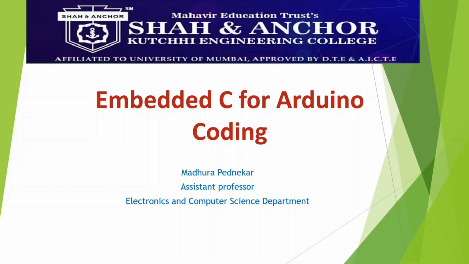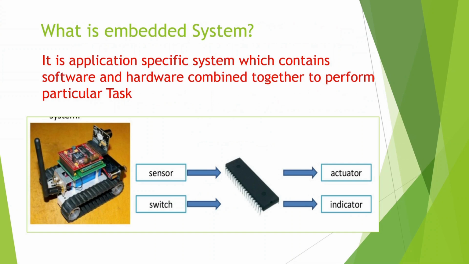This session is based on Embedded C for Arduino coding. What is an embedded system? It is an application-specific system which contains software and hardware combined together to perform a particular task. So this is your microcontroller where we are going to connect different sensors and switches as inputs, and as per the application code, the microcontroller gives the output to actuate these actuators, and it will display the output on display devices, using different indicator and output devices.